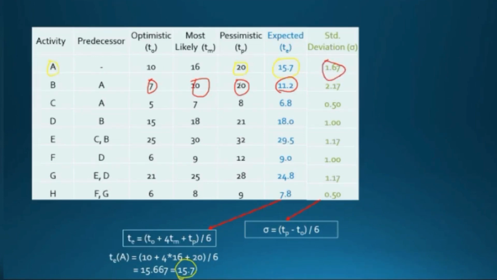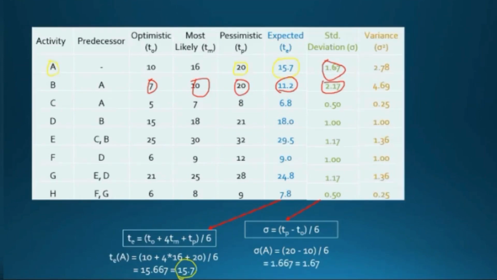For B, it is 20 minus 7 by 6. 20 minus 7 is 13. 13 by 6 is 2.17. Same method we need to calculate for all activities. Is it clear, friends? Is it clear?